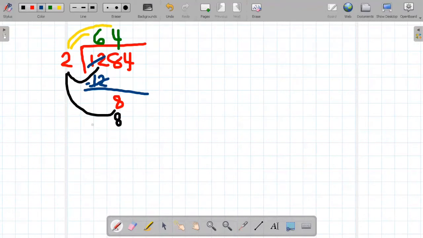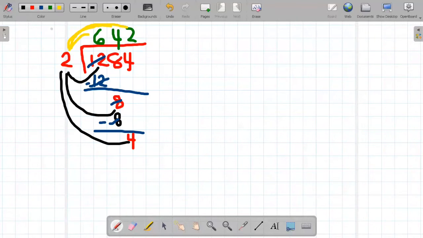And then we subtract to cancel that out, and that would be 0. So we bring down, this time, 4. So 4 divided by 2 is equal to 2. 2 times 2 is equal to 4. Then we subtract, and that is equal to 0. So we don't have a remainder. Therefore, our answer is 642. So when we divide 1,284 by 2, the answer is 642.